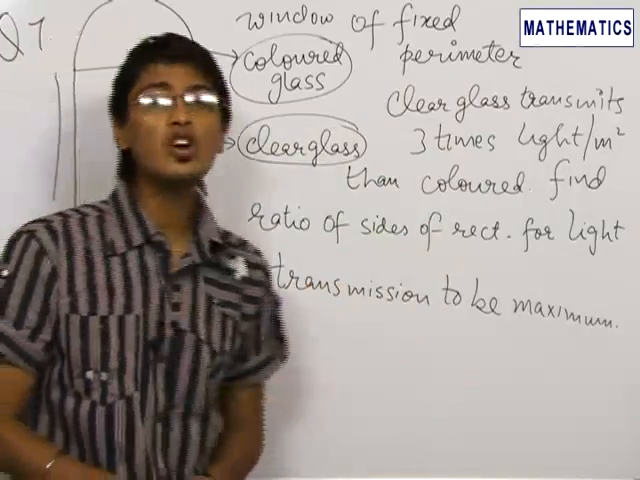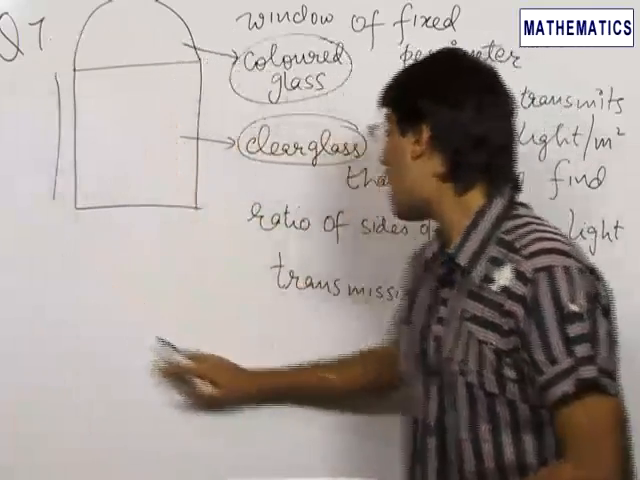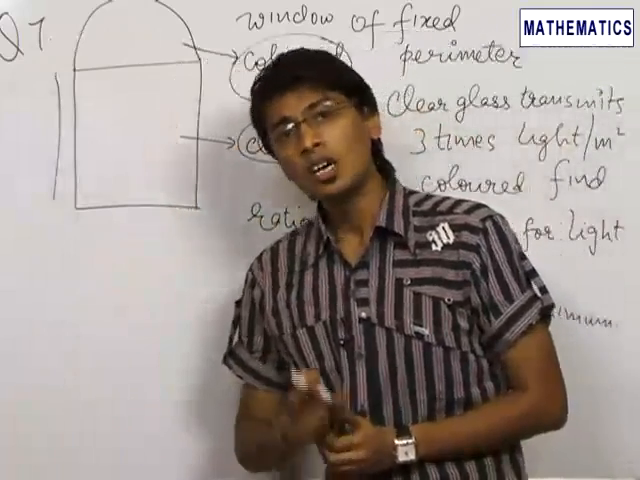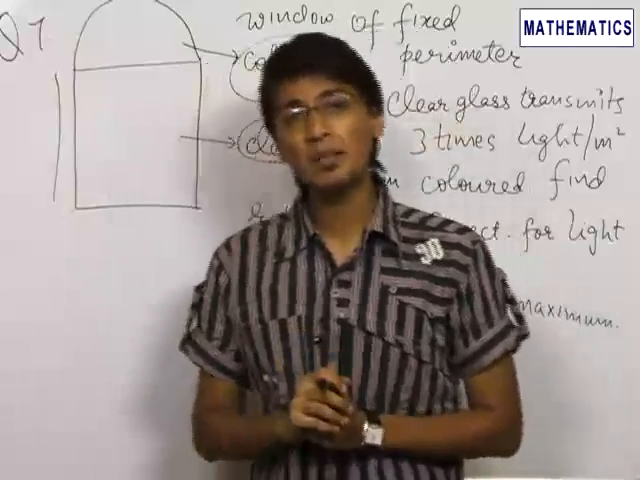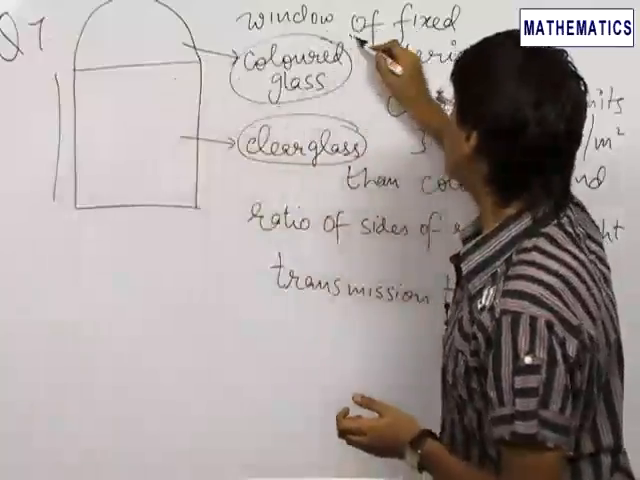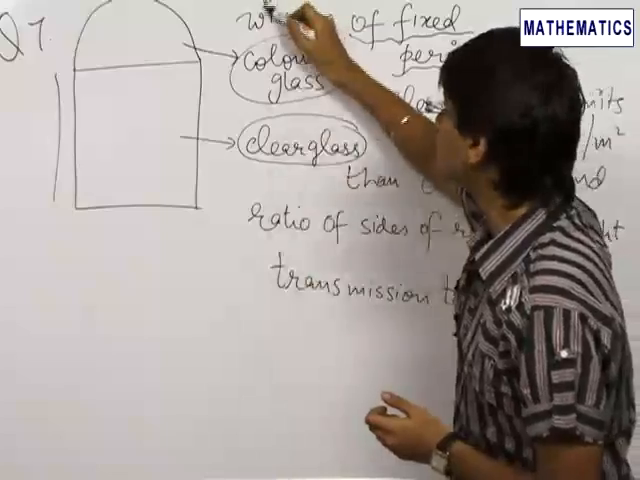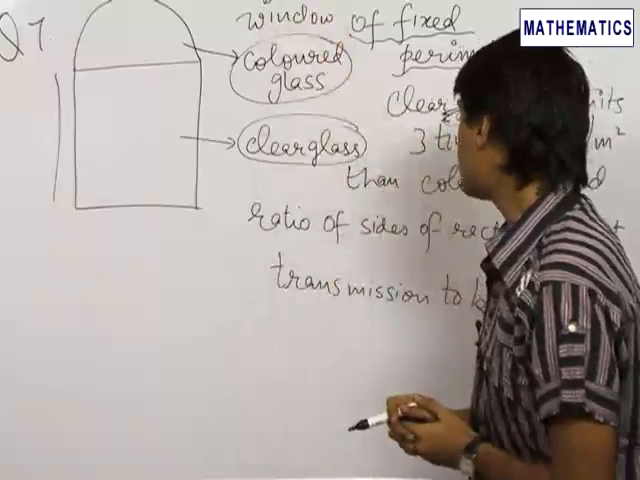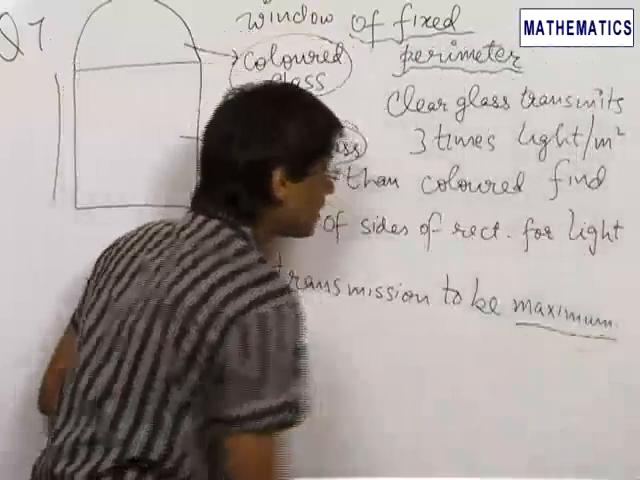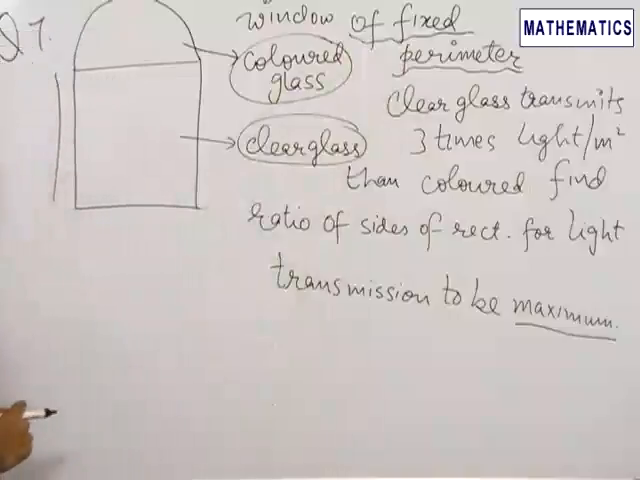We need to find the ratio of the sides of this rectangular portion in order to have maximum transmission of light through this window. Now these types of questions of maxima and minima need to be solved by first writing the data which is given in the question and then applying that data in the other equation that is asked to be maximized. Now the data given in this problem is a window of fixed perimeter.